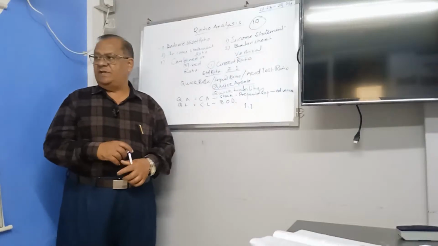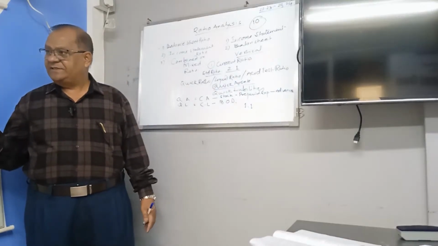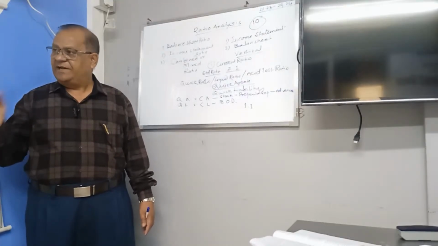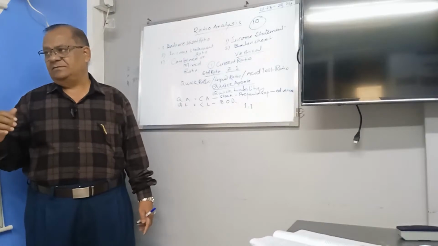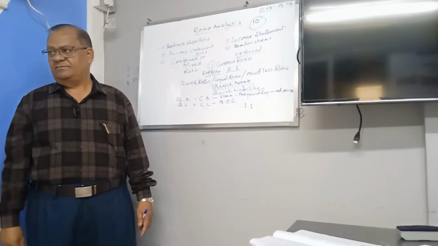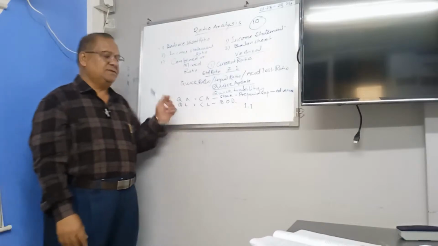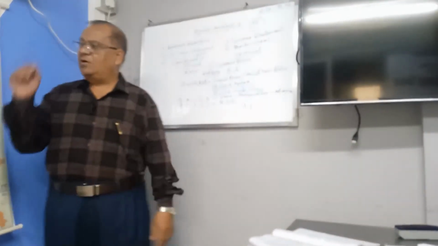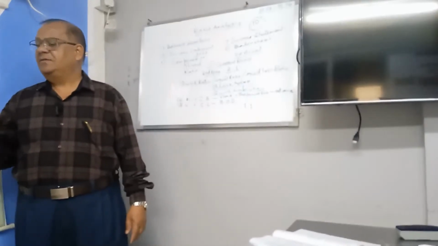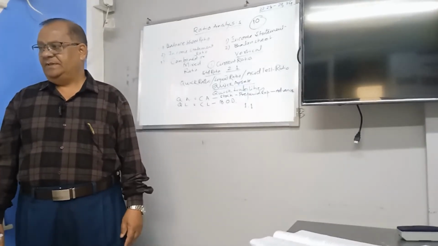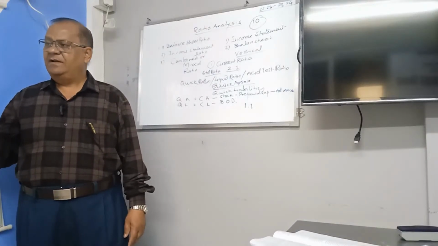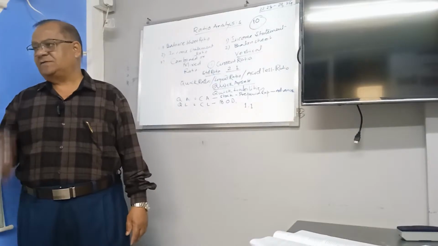Cost of goods sold is opening stock, add purchases, then add direct wages, then indirect expenses, then carriage inward, less closing stock. This is called cost of goods sold. Cost of goods sold is given to you, so you will get the gross profit. Then gross profit ratio is gross profit divided by net sales multiplied by 100. So it is always in percentage.